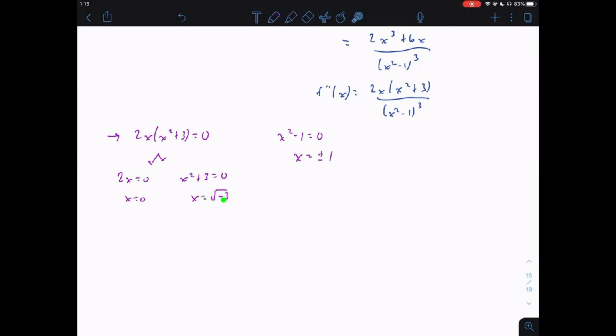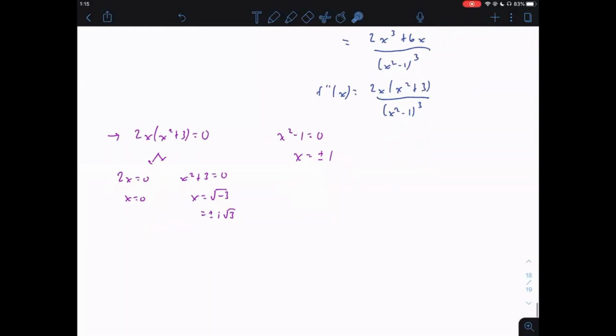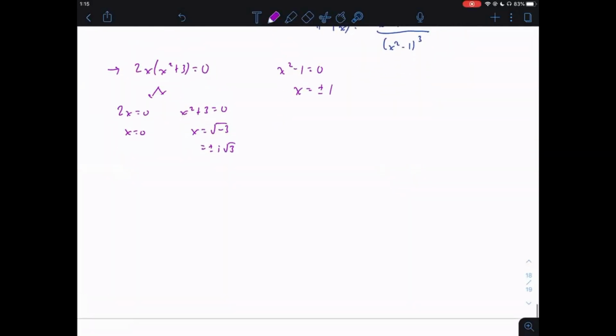Can we find a real solution with the square root of negative 3? No, because that's going to give us plus or minus i square root of 3. So the second equation does not have a real answer, but the first equation does. So in this case, we're going to have 3 real solutions to the second derivative. Our 3 inflection points are going to be at x equals negative 1, 0, and positive 1.